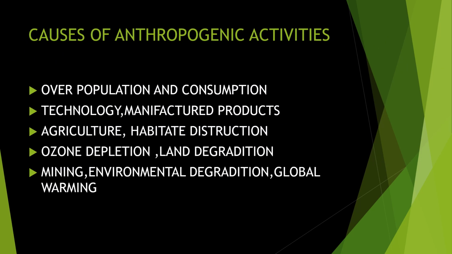Next is the causes of anthropogenic activities. What are the reasons behind it? The first reason is overpopulation and consumption. When the population increases, people have to live in different areas. They have to cut down the trees and make buildings. So they encroach on the forest areas, and the living beings in the forest lose their habitat, and it affects the climatic situation.